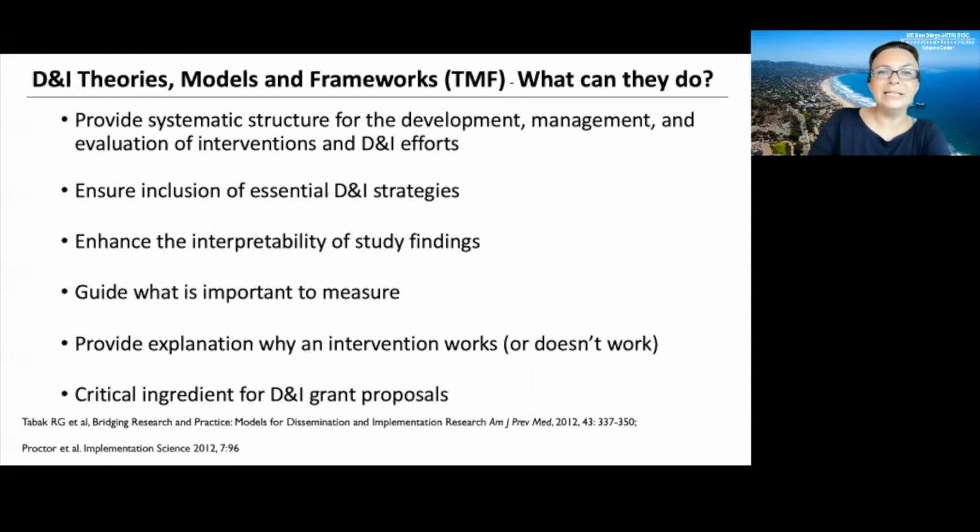The third key ingredient of D&I science is dissemination and implementation theories, models, and frameworks. These can provide systematic structure for the development, management, and evaluation of interventions and D&I efforts. They can also ensure that we include the essential D&I strategies for success. They enhance the interpretability of study findings. They guide what is important to measure. They provide explanation of why an intervention worked or did not work. And finally, they are a critical ingredient for a successful D&I grant proposal.